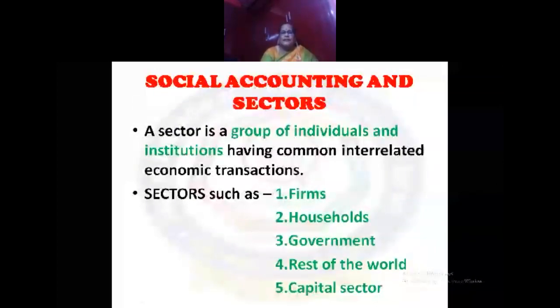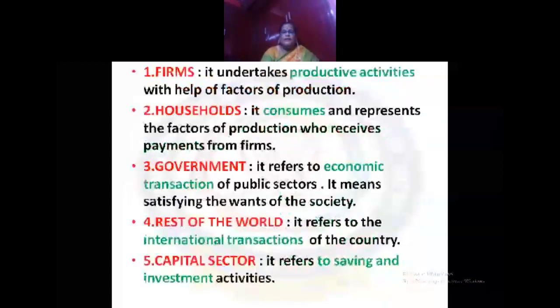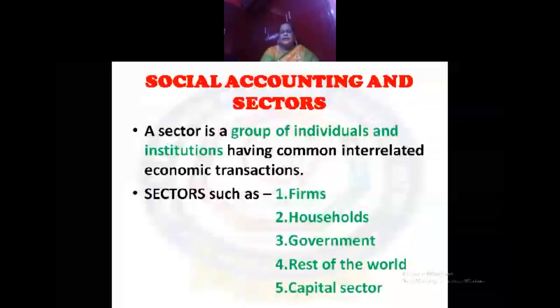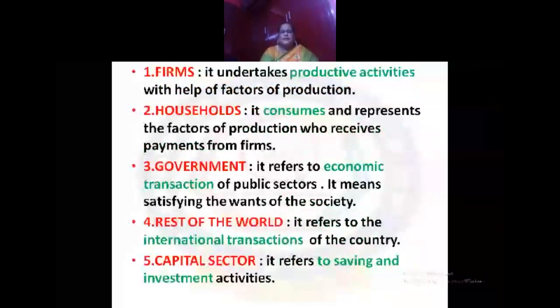Let us see the first one, social accounting sector. Under social accounting sector, there are 5 subheadings. A social accounting sector is a group of individuals and institutions having common interrelated economic transactions. Under this sector, we have 5 subheadings which we have to go into in depth. Number 1, firms. Number 2, households. Number 3, governments. Number 4, rest of the world. Number 5, capital sector. Let us go into detail about the social accounting sector subheadings.